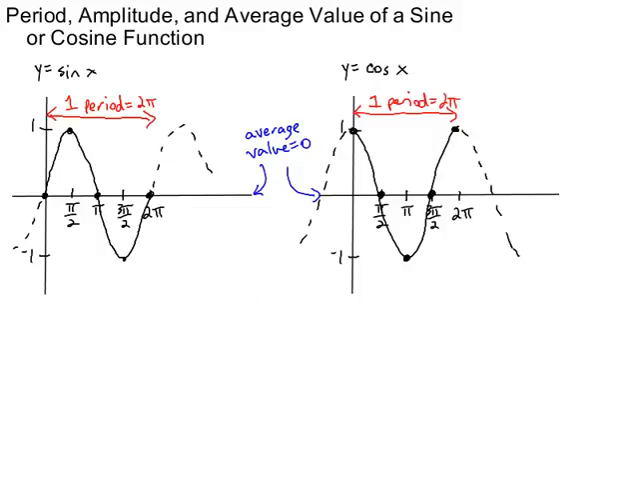Okay, last we have what's called the amplitude, the height of the function basically. The amplitude is how far you can move away from your average value. So you can see you could go up 1 or down 1 in either case. So the amplitude is 1. It's how far away you can get from your average value.